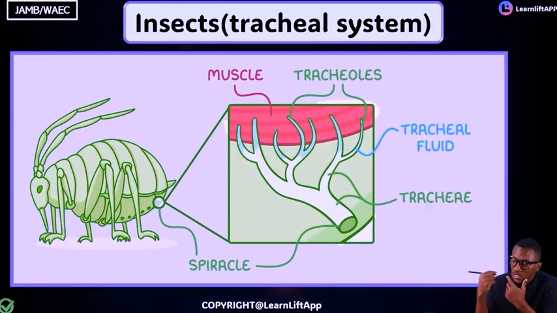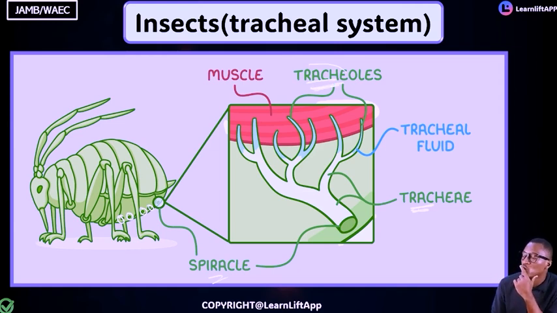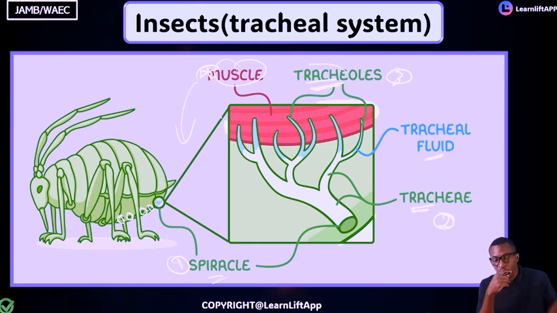Insects use the tracheal system. So look at it in the diagram. You can see that these are their spiracles. Are you seeing that? Those holes are the spiracles. So it goes from their spiracles to their trachea. From their trachea, it goes to the tracheolus. This tracheolus has fluid called the tracheal fluid. Are you seeing that? And from there, it goes to the muscle. That's how we say from spiracles to trachea, trachea to tracheolus, tracheolus to tissue. And when they are done, CO2 still comes out through the spiracles. This is what is called the tracheal system.